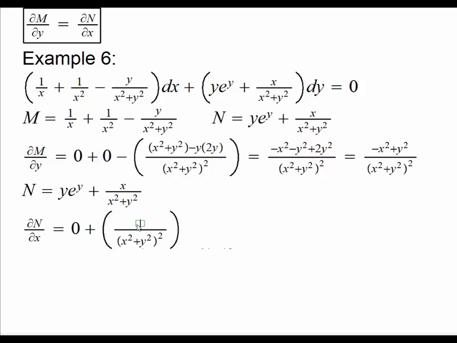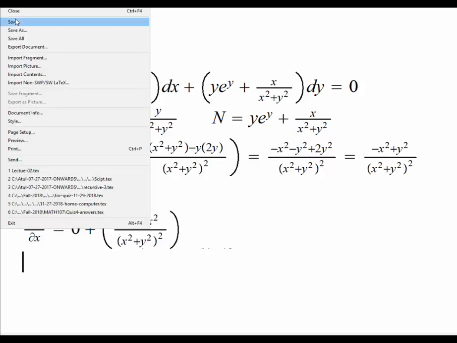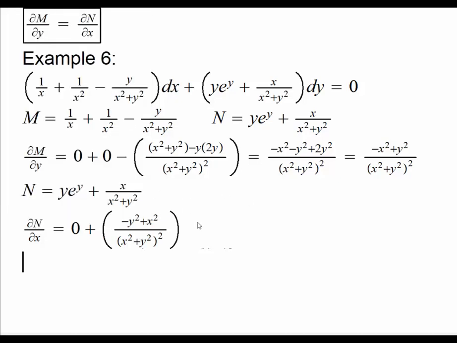But here, what do we get? Here we simply get negative y squared plus x squared. So our verification is complete that dM/dy is the same as dN/dx. Now let's see how we get our function f. If you remember, if f equals a constant is a solution, that would mean what? We just did it a short while ago.